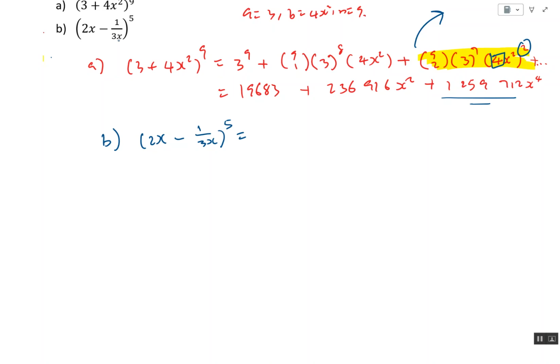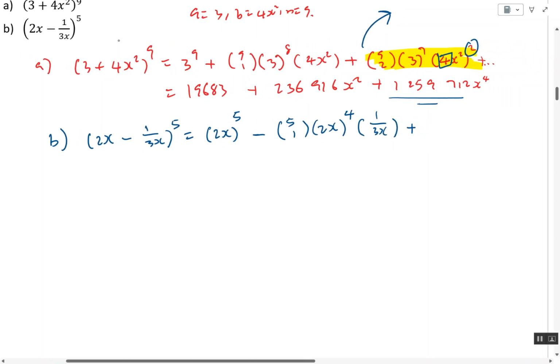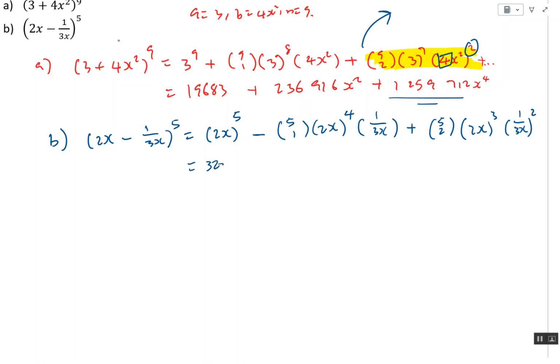Again, let's apply the formula. My a is 2x, so I start with the highest power 5. Since inside the bracket is minus, my second term will be a negative term. So positive, negative, positive, negative. So minus 5 choose 1, 2x to the power of 4, 1 over 3x to the power of 1. So that's it as such. Third term is positive. So again, 5 choose 2, 2x to the power of 3, and then 1 over 3x to the power of 2. Then from here, key in the calculator, and then simplify the terms. This is what you all should get.